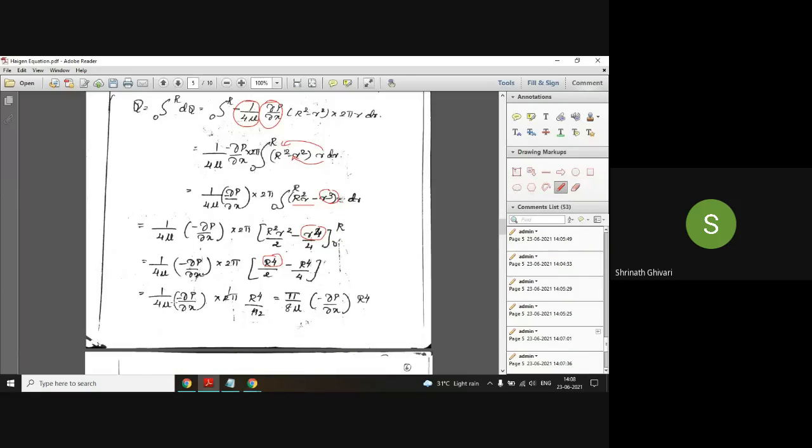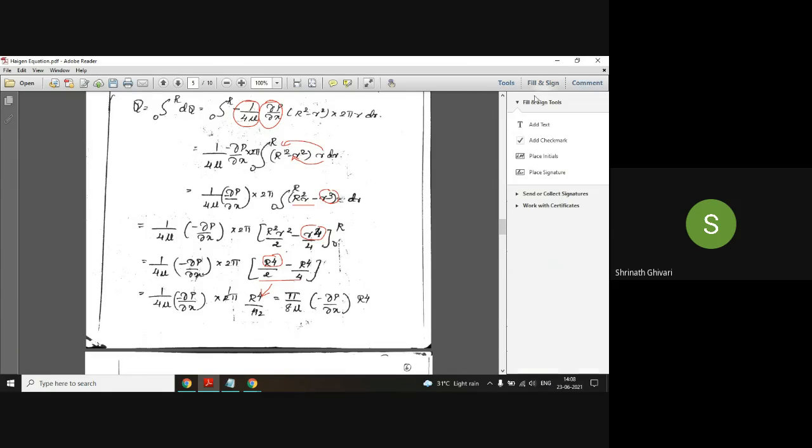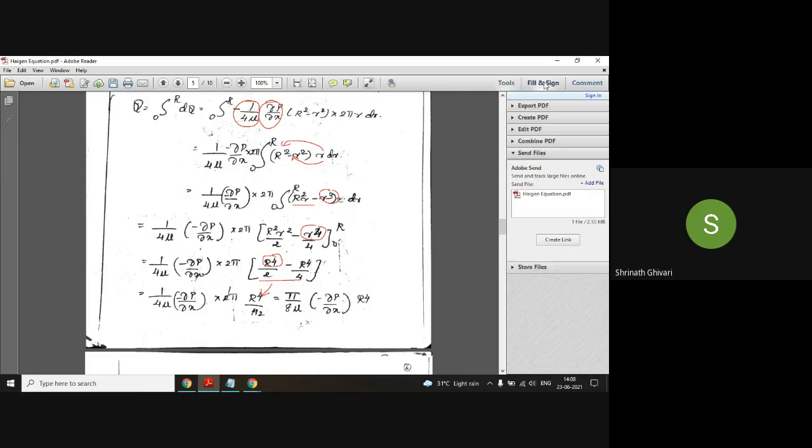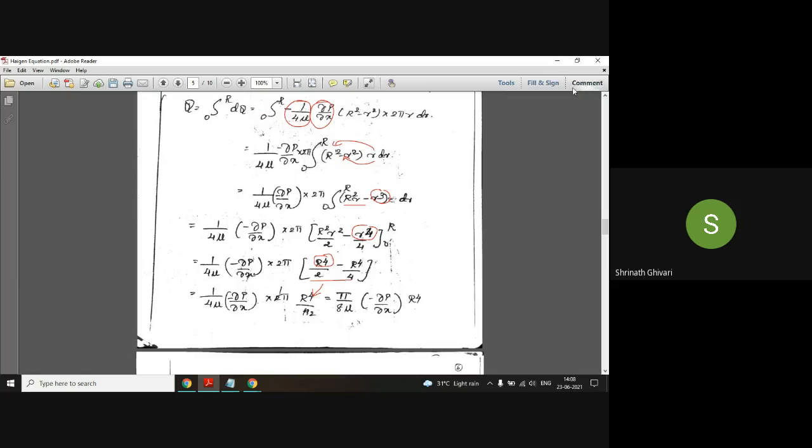So after simplification, we get 1 by 4 mu minus dou p by dou x into 2 pi, R raised to 4 by 2 minus R raised to 4 by 4. Okay, so the answer will be like this. So what I have done, I have taken R raised to 4 by 2 minus R raised to 4 by 4 here. So this will be the equation.